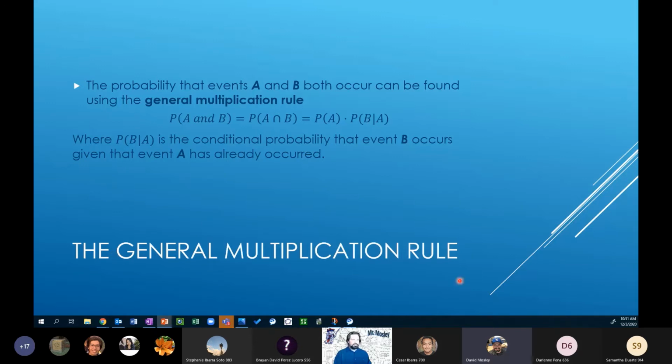All right, we have the general multiplication rule. The probability that events A and B both occur can be found using the general multiplication rule. Probability of A and B is equal to the probability of A times the probability of B given A. This is our new notation here. Probability of B given A is the conditional probability that event B occurs given that event A has already happened.